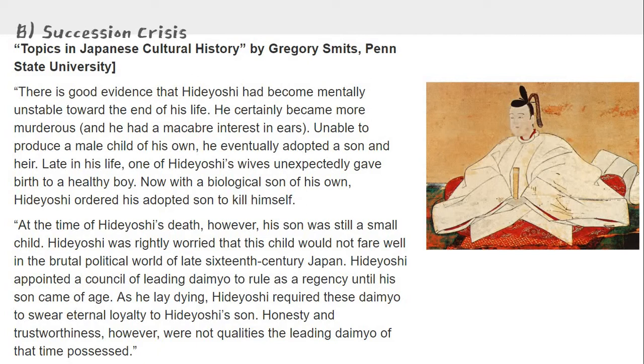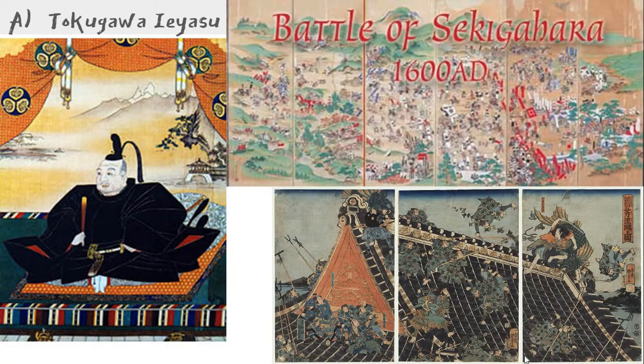So he appointed a council of leading daimyo to rule as a regency until his son came of age, and he required those daimyo to swear eternal loyalty to his son. Unfortunately, during this time period, that was probably not going to be enough to ensure their loyalty. And indeed, Hideyoshi's infant son would never actually rule. Instead, he'd be betrayed by one of the daimyo who had agreed to defend him, Tokugawa Ieyasu, who seized control of most of Hideyoshi's forces.